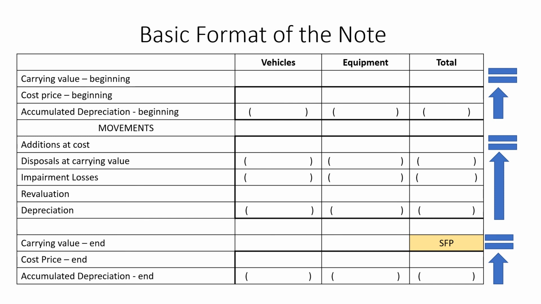As you can see in the total column, I've got a little yellow block that says SFP. The amount that you get in the total column for carrying value is the amount that goes onto the face of the statement of financial position under non-current assets in the line tangible assets.